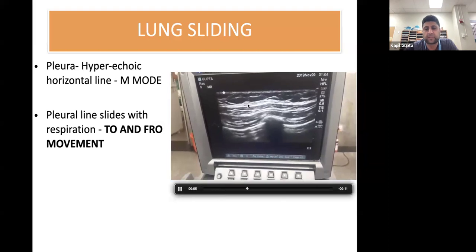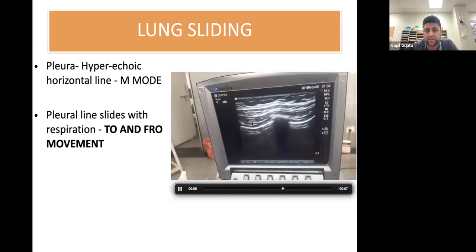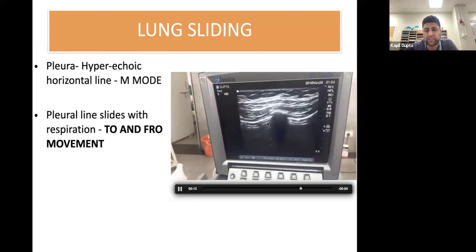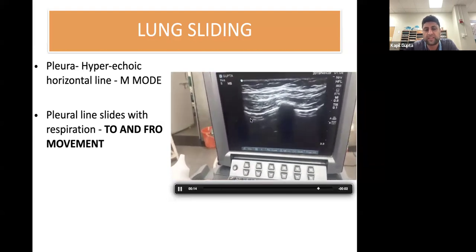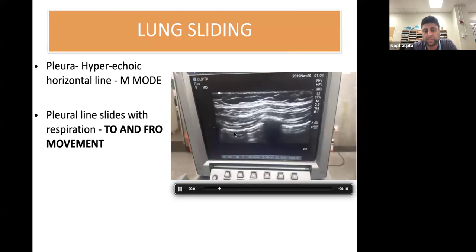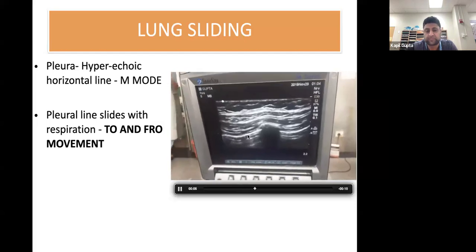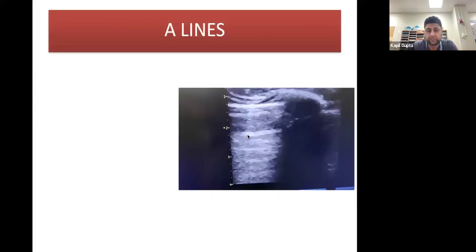The skin, the subcutaneous tissue, the muscles. I'll play this again. So this is your pleura. This moves to and fro. And this is the hyperechoic horizontal line. This is in the M mode actually. And this pleural line slides with respiration. That is the to and fro movement, we call it. So you can see this pleura, the movement again. So this is a healthy lung. Coming down to the second thing, that is A lines.